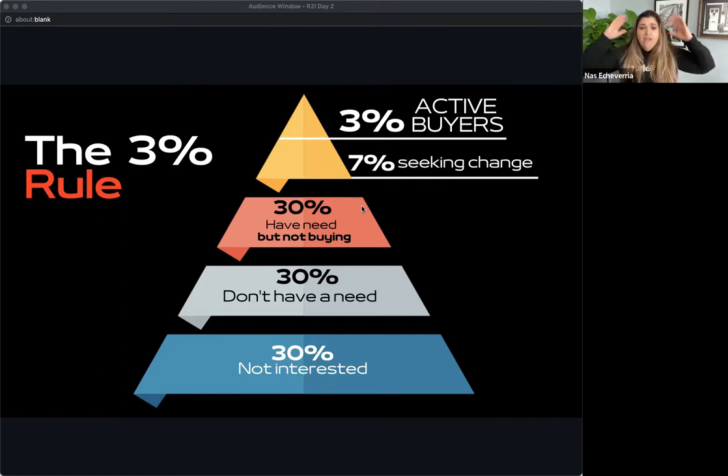Okay. This idea of targeting is really, who do I want to bring into my business? Now, if you spent the last however many years you've been in business speaking to people and targeting the people who don't need you or don't want you, that's a crappy feeling. Okay, we're going to speak to the 10% of people who seek change, the 3% who are active buyers. We want the people who want change.